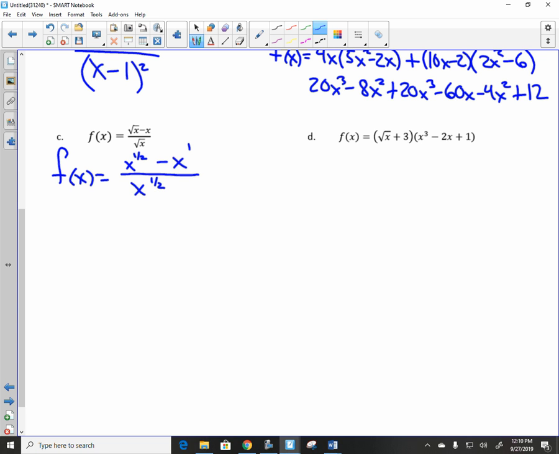What is x to the 1/2 divided by x to the 1/2? 1. Minus, what's x to the 1 divided by x to the 1/2? What do we do with exponents when we're dividing? We subtract. We take the 1 minus the 1/2 and you get 1/2. These two expressions are the same.